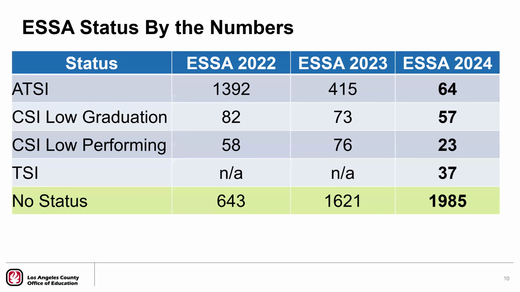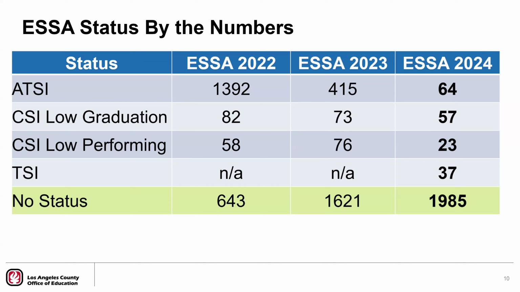If you could advance. Just a quick update. The ESSA status for LA County has changed significantly over the last 3 years for the better, which is great. And you'll note that we had our highest category back in 2022 when we produced our first dashboard following the pandemic. We had nearly 1,400 schools identified for ATSI, 82 for CSI low graduation rate, and 58 for CSI low performing.